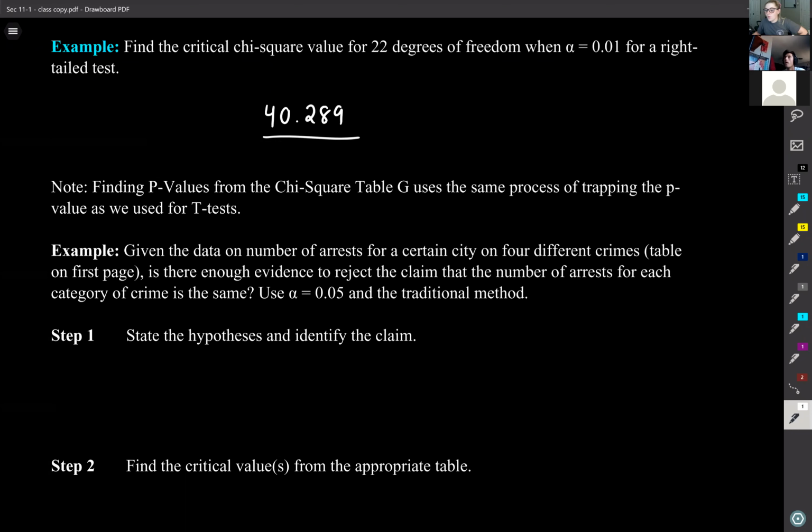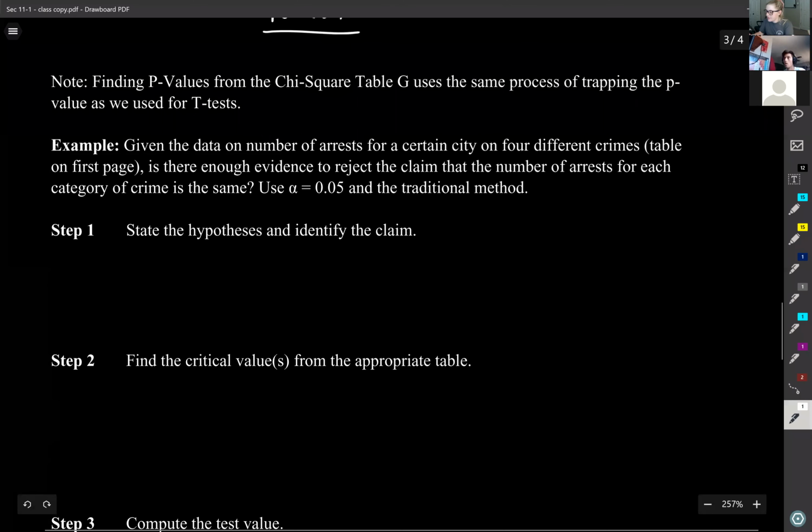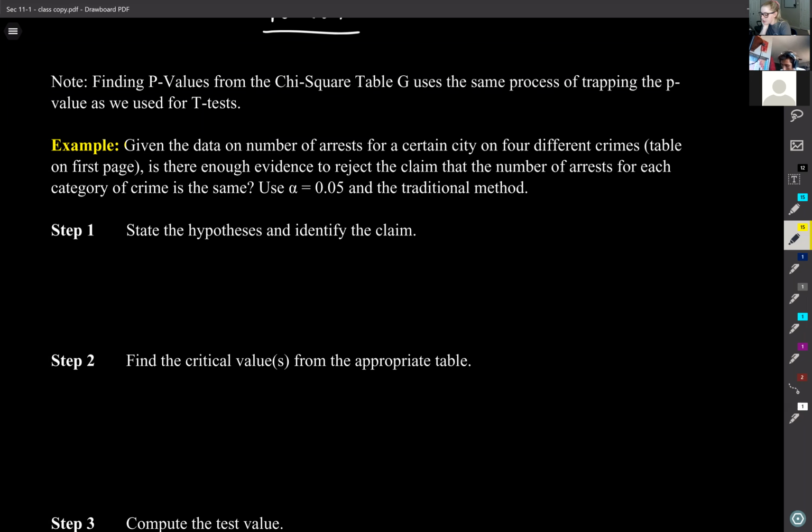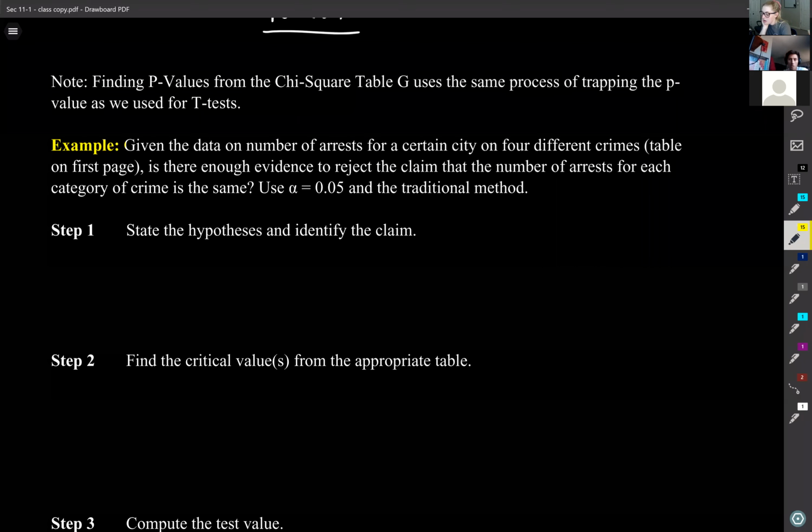So we'll do one where we do the traditional method and then one where we do the p-value method. All right, so we're just going to do two examples now to finish off how to do this. So we'll keep working with the example that we've been talking about with the arrests. So we'll finish this one off. Given the data on number of arrests for a certain city on 4 different crimes, the table on the first page, is there enough evidence to reject the claim that the number of arrests for each category of crime is the same? Use alpha equals 0.05 and the traditional method.